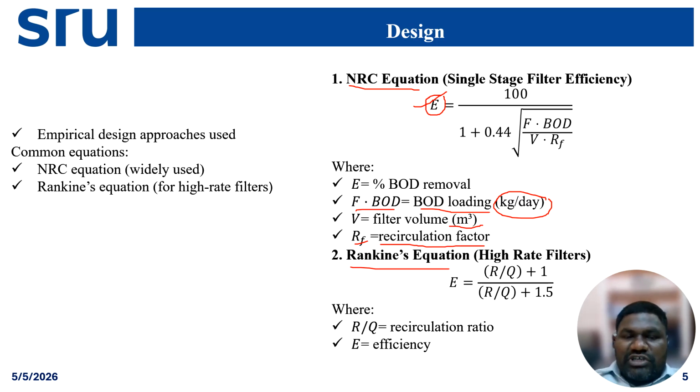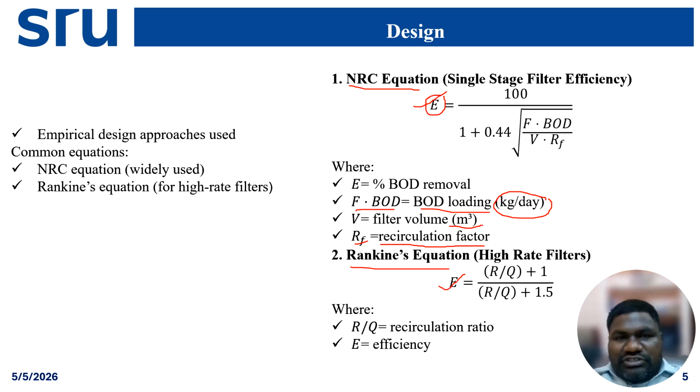So the next equation will be Rankes equation. What is a Rankes equation? Generally, this equation is used for high rate filters. Here E equal to R by Q plus 1. R by Q means recirculation ratio, and E means BOD removal efficiency.